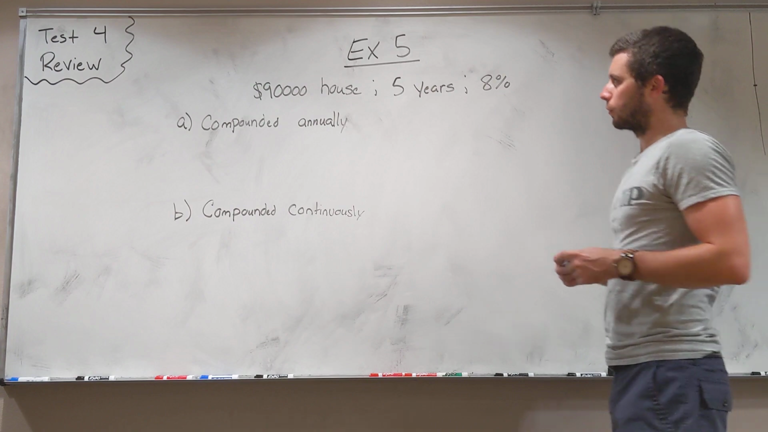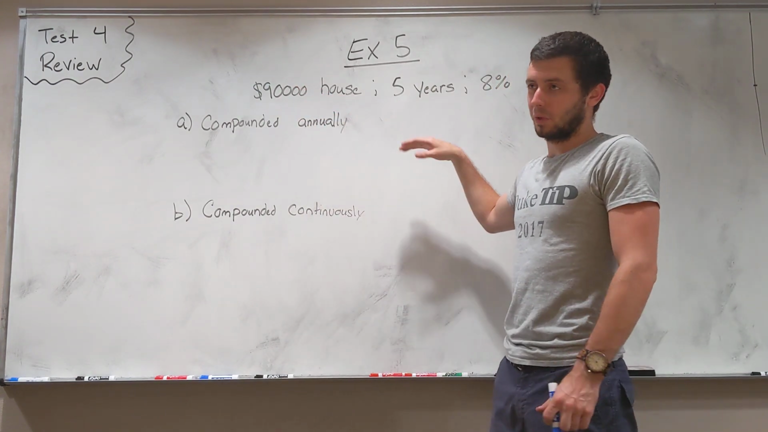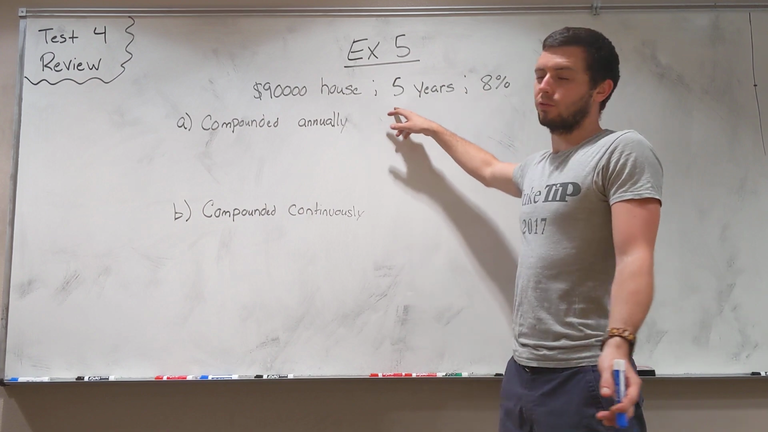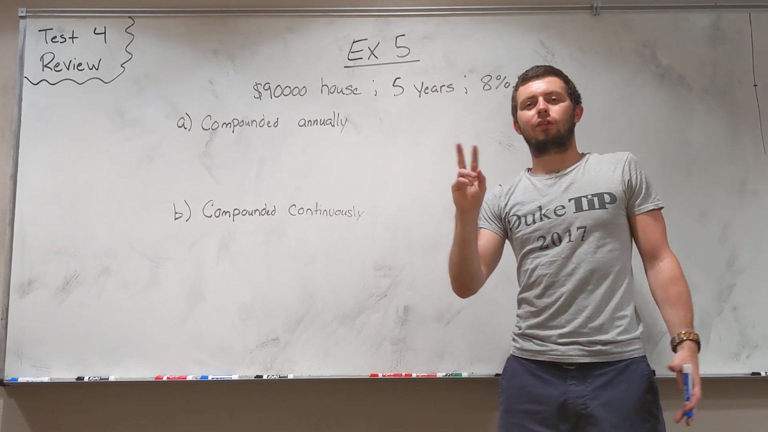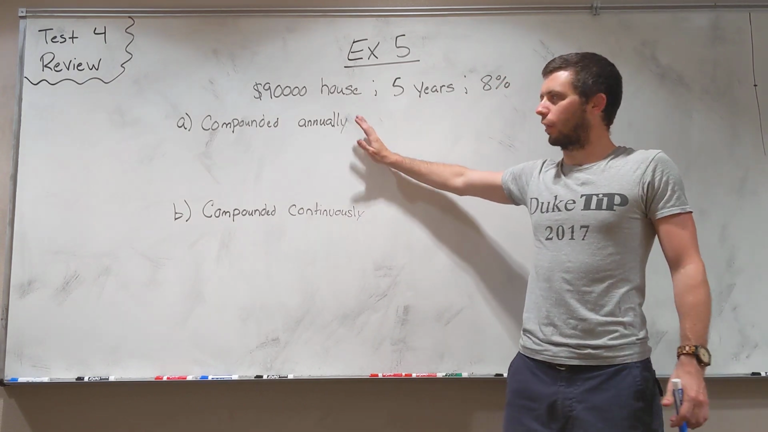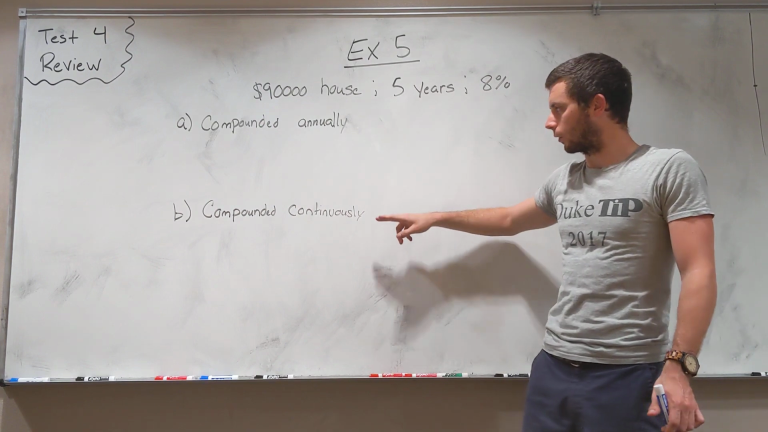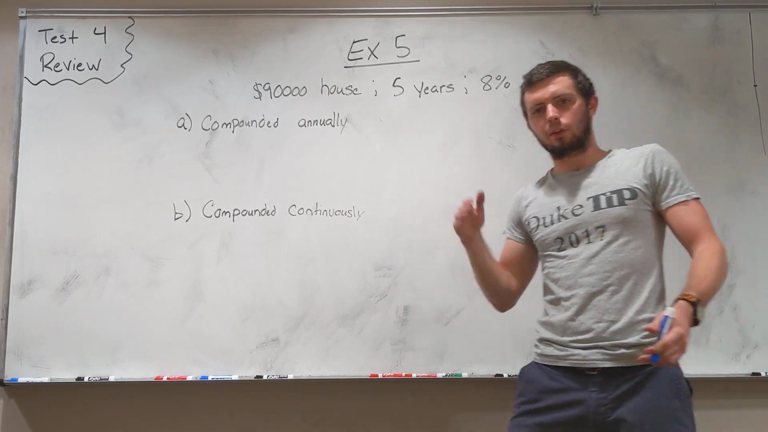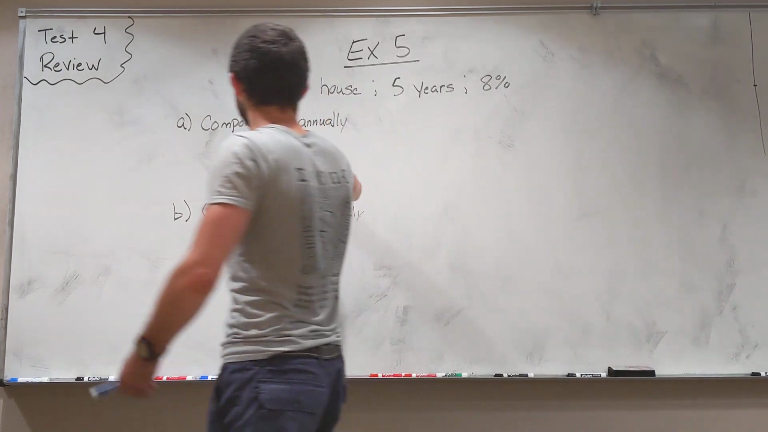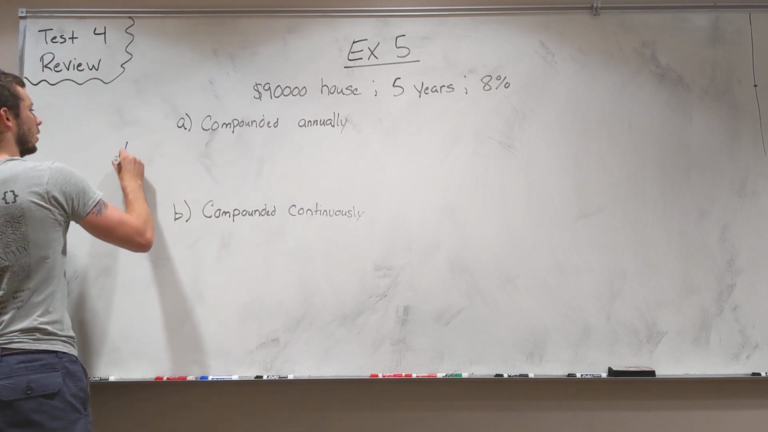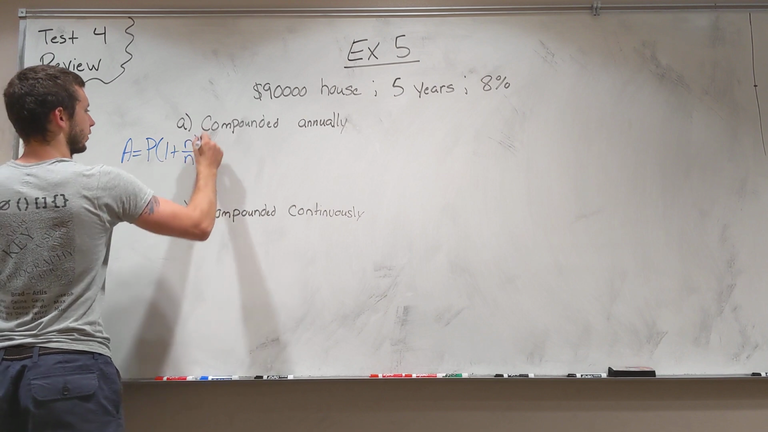For example 5, we have a $90,000 house, something about appreciation over 5 years at 8%. And this is pretty much asking for 2 different things. One part's asking for you to figure out the amount in 5 years if it's compounded annually versus compounding continuously. So this means we're going to utilize 2 different formulas. So the compound annually formula, just as a reminder, this is the P(1 + r/n) raised to the nt formula.